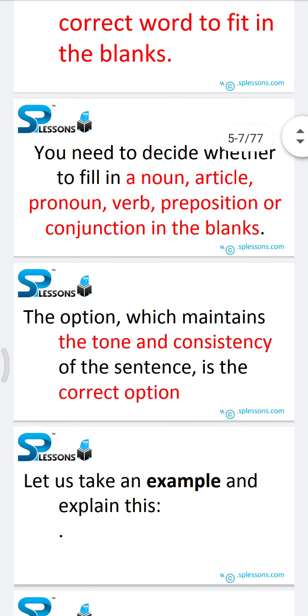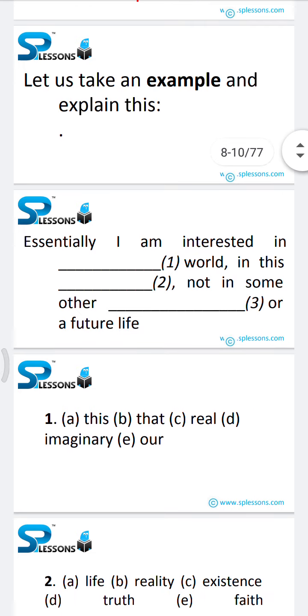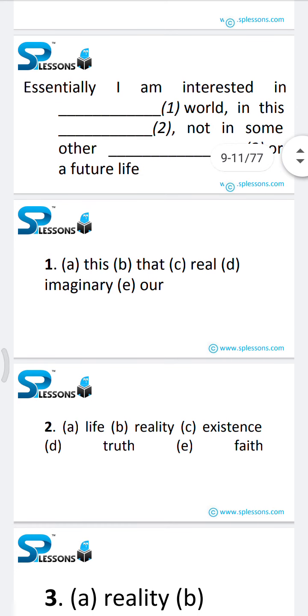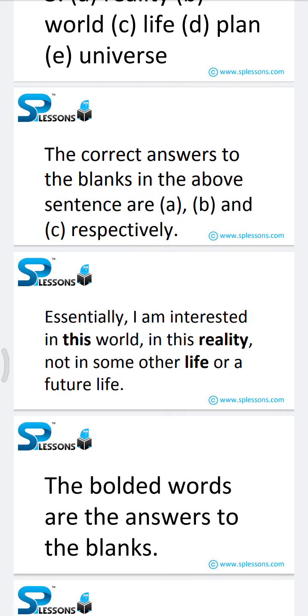So, for better understanding, here I'm going to provide an example. If you observe clearly, here I have provided one example. Let's go through that one. Essentially, I am interested in blank world, in this blank, not in some other blank or some future life. So, for the above question, I have provided three options as 1, 2, 3. The correct answers to the blanks in the above sentence are A, B, and C respectively.